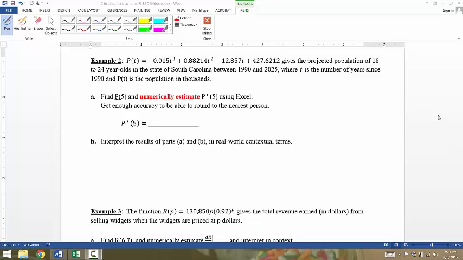In this video, we're starting on page 3 of day 2, learning about derivative at a point. We've been given a function p of t. This function outputs the projected population of 18 to 24-year-olds in South Carolina from the years 1990 to 2025. It tells us that t is the number of years since 1990, and it does output population in thousands. So we want to find p of 5 and estimate p prime of 5.